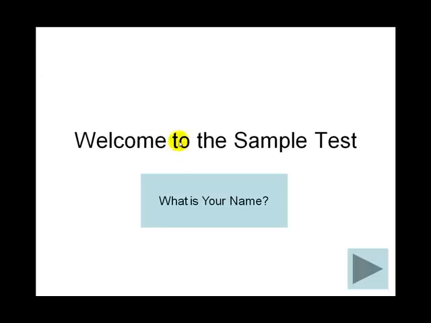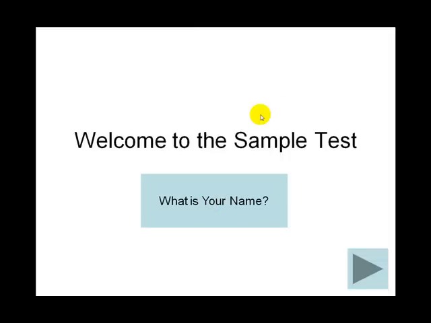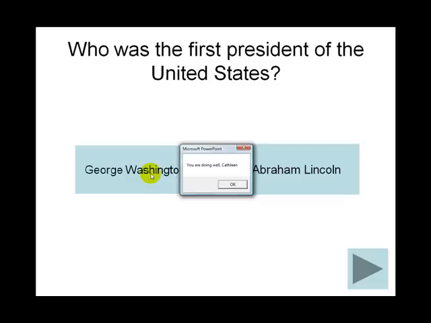I'm going to run the presentation from the beginning. It says, "What is your name?" This is a button. If I click this button, I can type in my name and click OK. Nothing else to do on this screen but hit that next button, so I'm going to go to the next slide. Who is the first president of the United States? I love easy tests. I'm going to click the right answer, and it says you're doing well, Kathleen. I really appreciate that feedback.